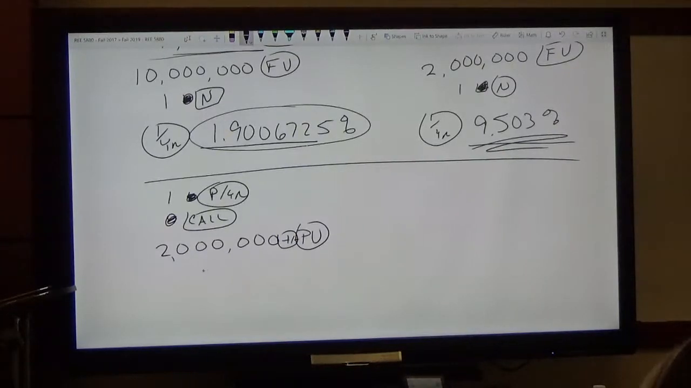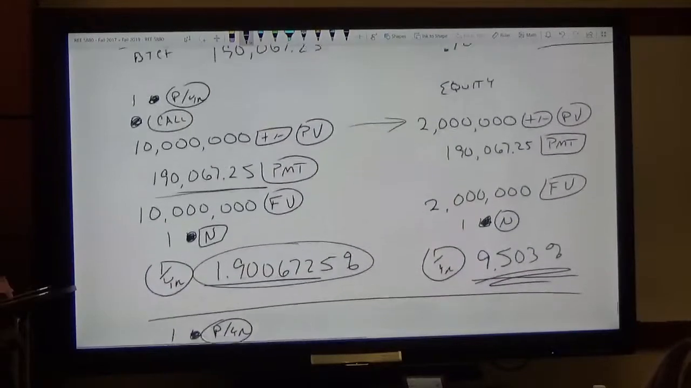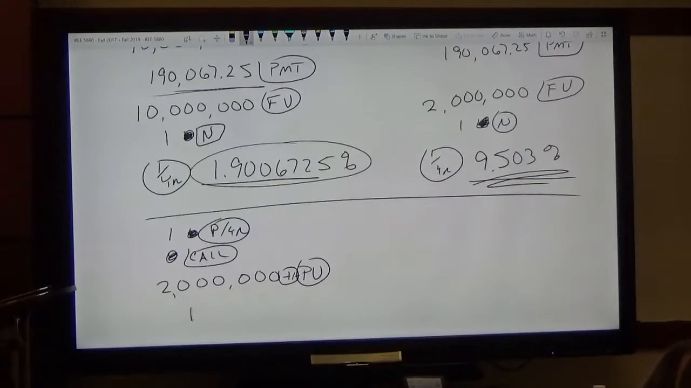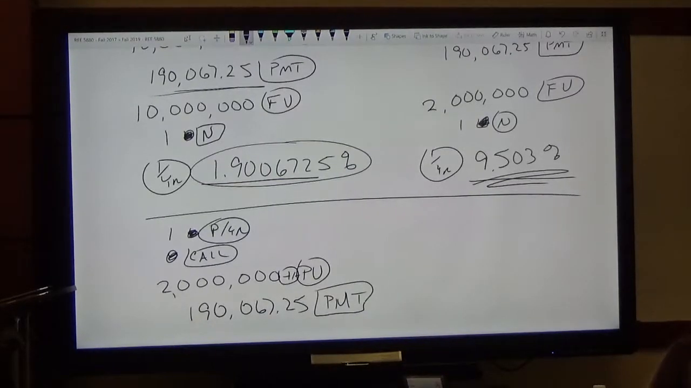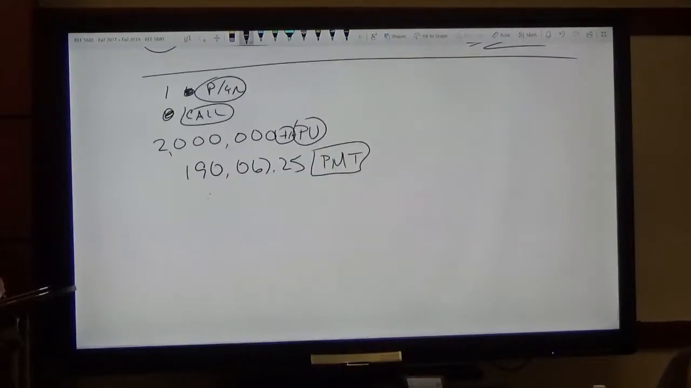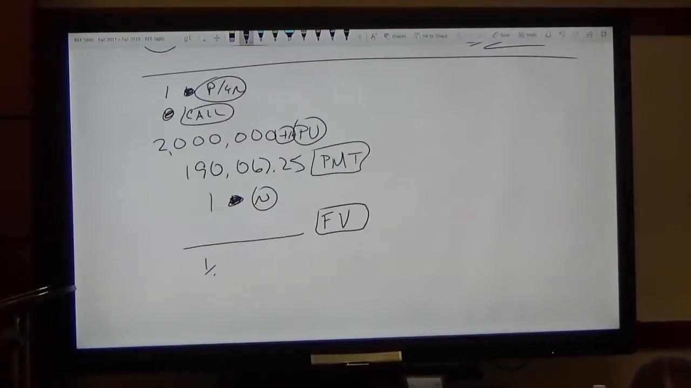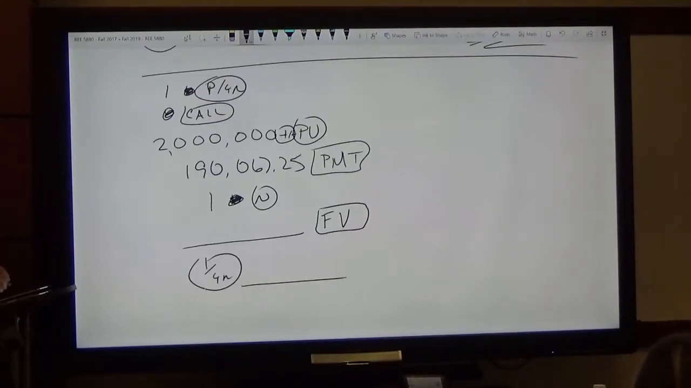Okay, and we received 190,067.25 as the payment amount for that year. Yes? And it was for 1 year. So now we've got to figure out what is the dollar amount we want to put into the future value in order to solve for our rate of return. There's a method to my madness on this. Now here's what you need to think about, okay?